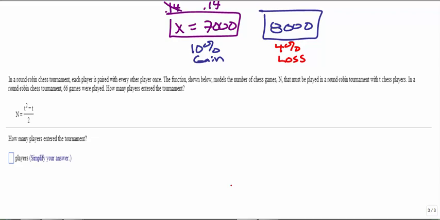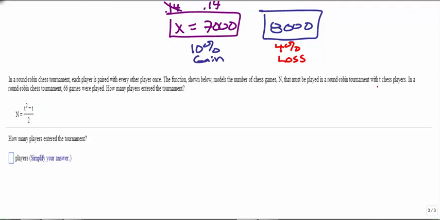Okay, our next problem deals with a round-robin tournament. It says each player is paired with every other player once, and so that means you'd play every other person that showed up to play. This function right here models the number of chess games that will be played. So if you knew you had 36 people showing up, this would kind of give us an indication of how many total games would be played that day.